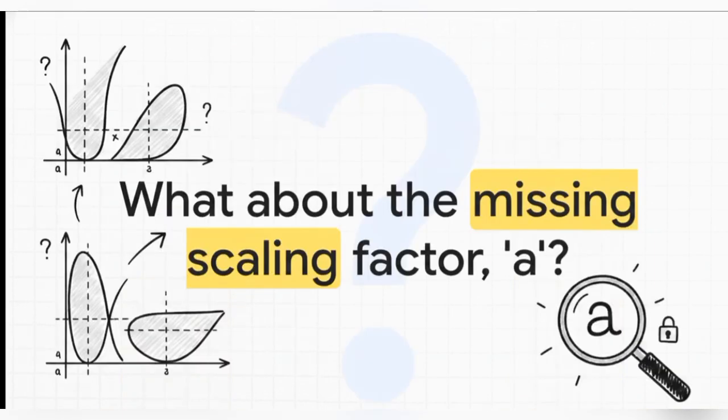But hey, every good mystery has a twist, right? Here it is. Just knowing where the graph crosses the axes is not enough to identify it completely. Think about it. There are infinitely many curves that could pass through those 2 exact intercepts. Some could be super tall and skinny, others really short and wide. To lock down the exact identity of this specific curve, we absolutely have to find that missing a value.